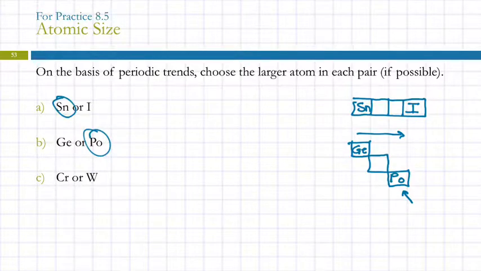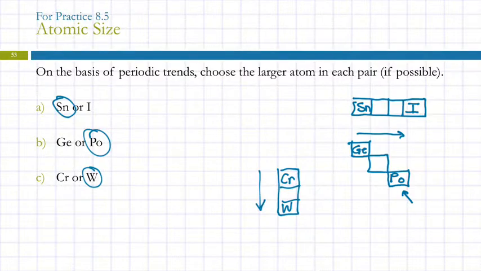Okay, chromium or tungsten. So those are transition metals. There's chromium and tungsten. Which one's bigger? Tungsten. Because the trend is they get larger as we go down. Any questions? So larger as we go down, but as you go across to the right, it gets smaller. Which is counterintuitive.